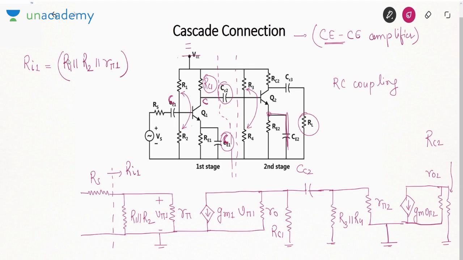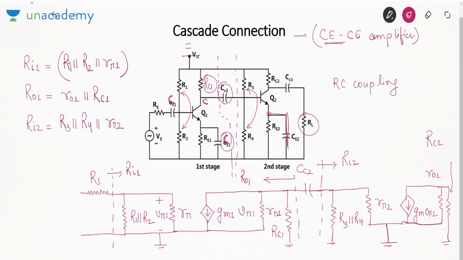Now what about output resistance of first stage? If you see output resistance from here, output resistance from first stage will be R01 parallel RC1. This resistance I am calling as R01. What about second stage? What is the input resistance of second stage? The input resistance of second stage is R3 parallel R4 parallel R pi 2.